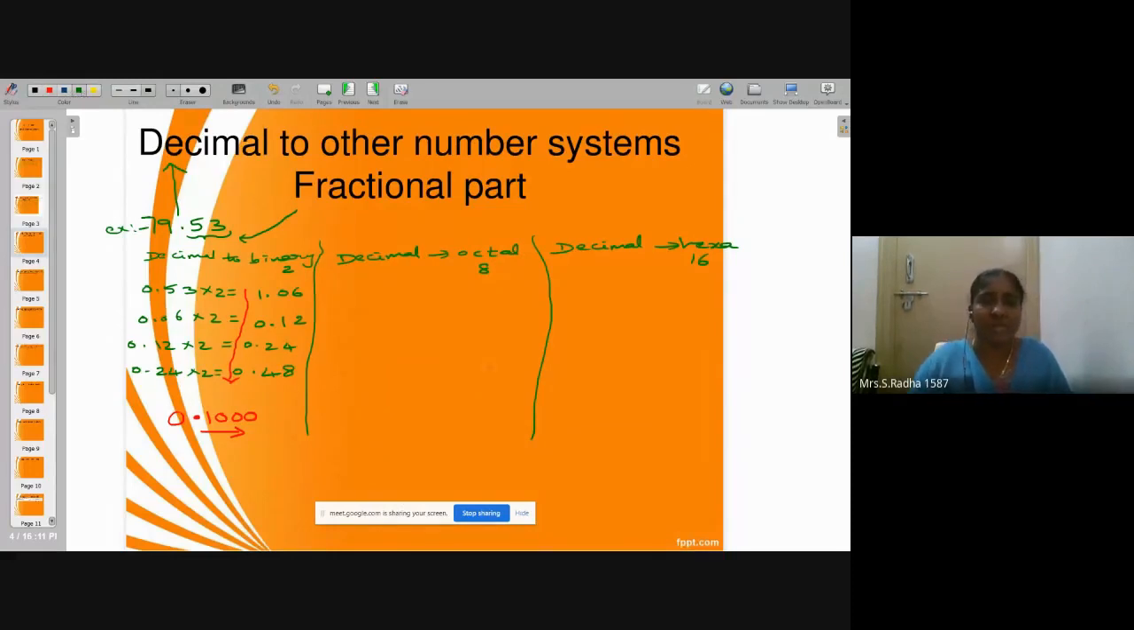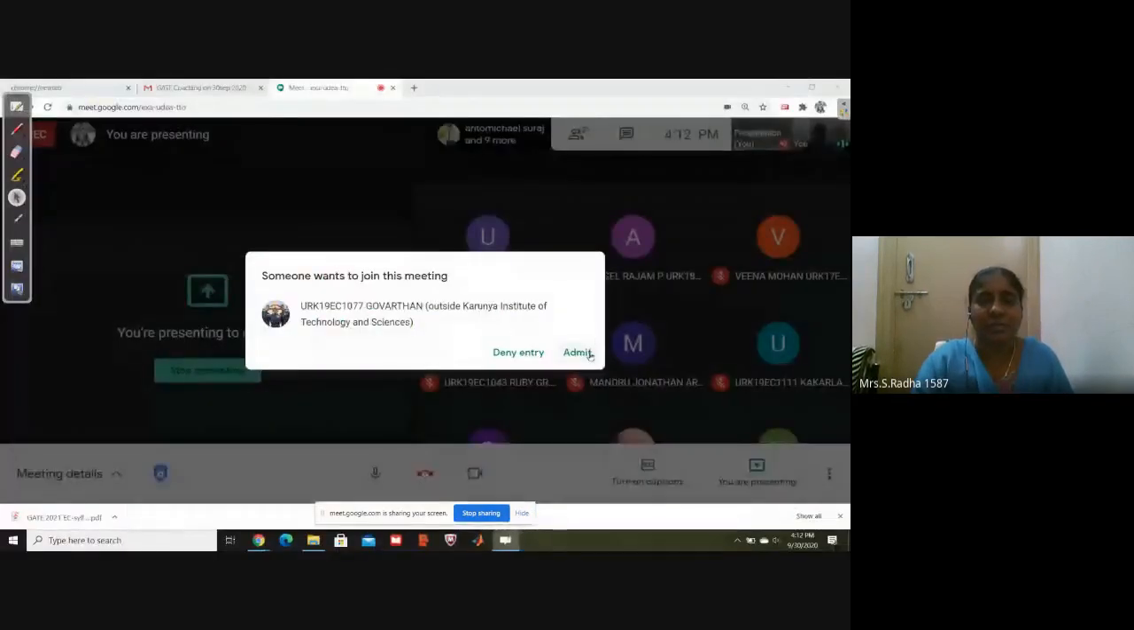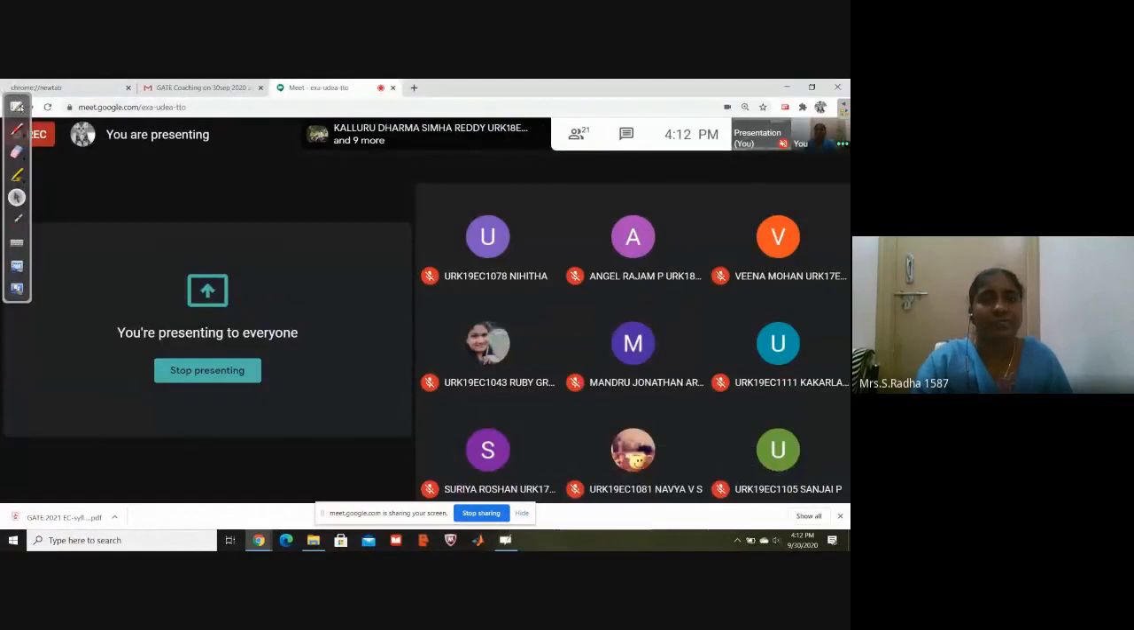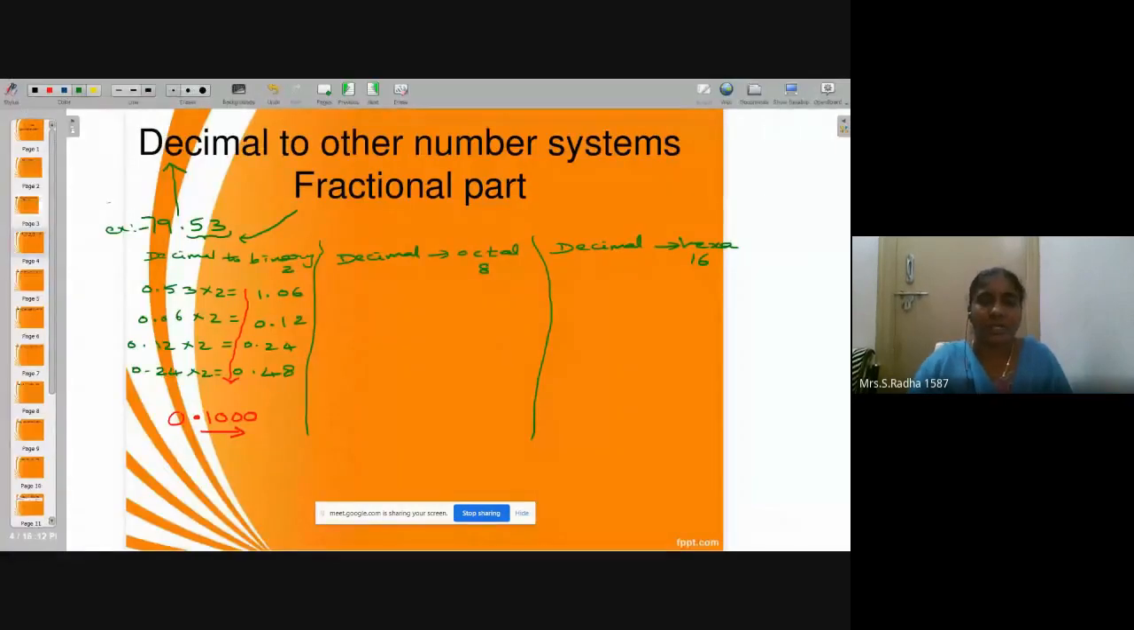Now the same value 0.53, if I want to convert it to octal, what do I have to do? For the octal number system, I have to multiply 0.53 repeatedly with 8, because octal means 8. So repeatedly multiplication with 8. 4.24, so 4.